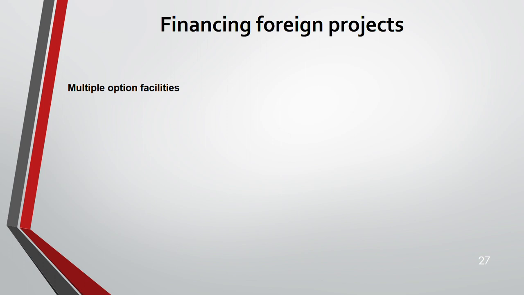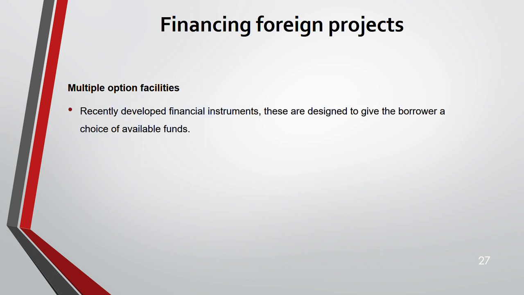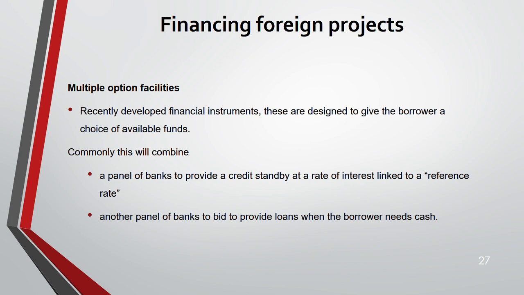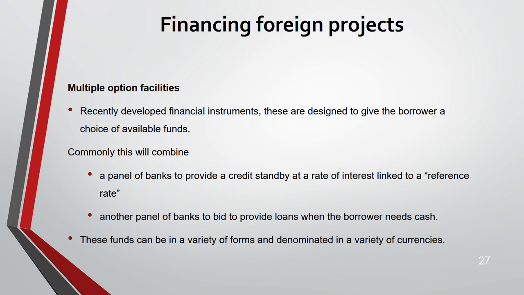Then we have the multiple option facility. This is a recently developed facility for financial instruments. This gives a choice to the borrower, I mean, of what funds they want. It combines a panel of banks that provides a credit linked to a reference rate. You can say LIBOR. They will give you a rate. Then another panel of banks bids to provide loans when the borrower needs the cash. These funds can be in a variety of forms and denominated in a variety of currencies. That's why it's known as multiple option. Options are multiple, currencies are varied, forms are also many.